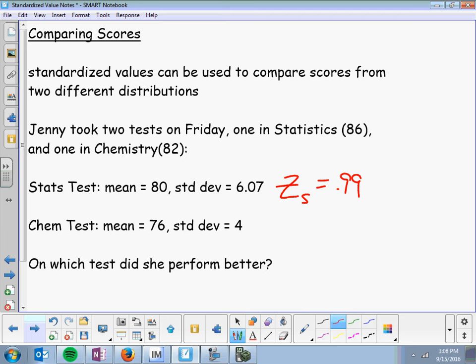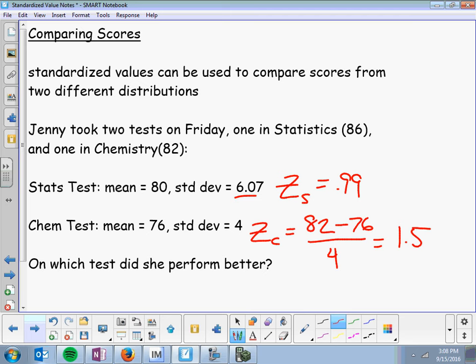Now let's check out the chem test. The chem test had a mean of 76, so it had a slightly lower average, and the standard deviation is 4. We should know that a standard deviation of 4 is slightly less spread out than 6. So if we calculate her z-score, z sub c, that's going to be her score on the chem test minus the average on the chem test over the standard deviation. And we're going to get 1.5.